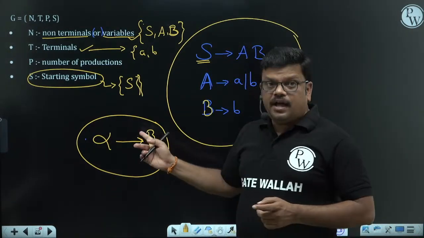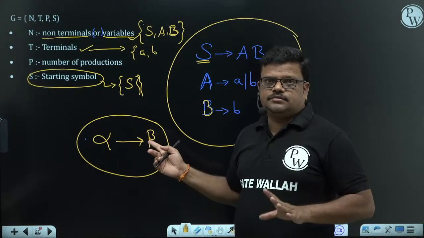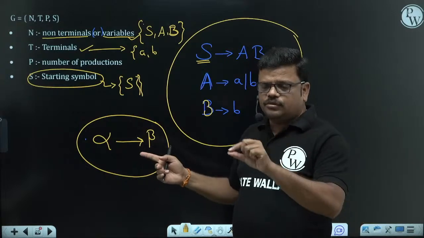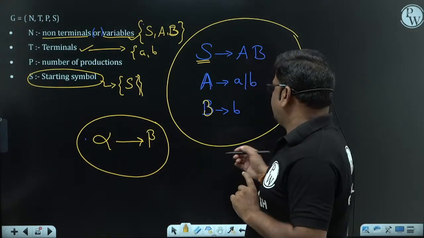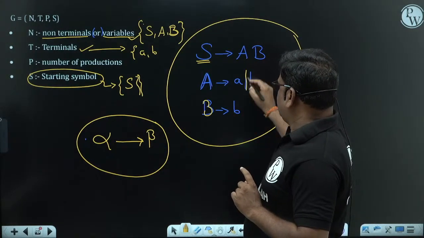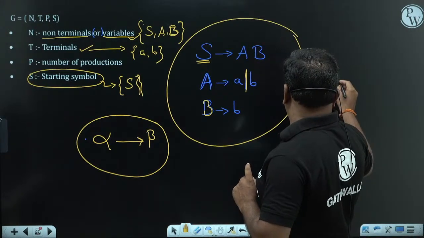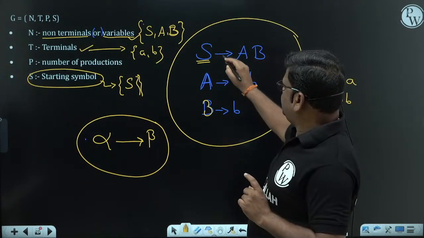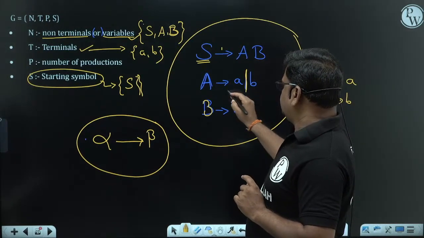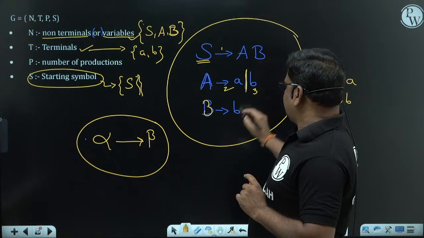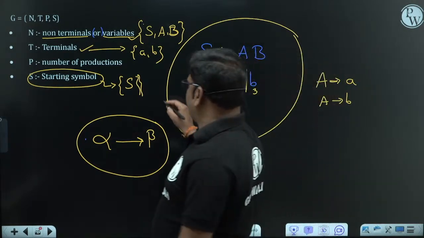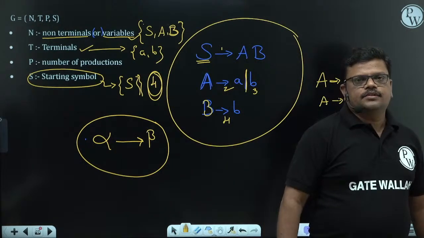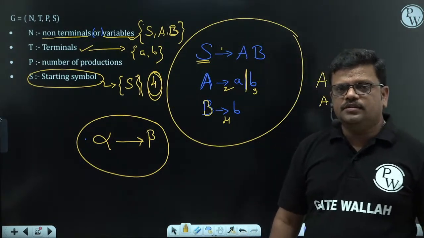How many arrows will be there? This arrow indicates a production. So the number of productions is nothing but how many arrows there are. Here the meaning of this one is A gives B. So how many productions here? One production, two productions, three productions, four productions. So the total number of productions will be 4. So this is our N T P S analysis on this example grammar.